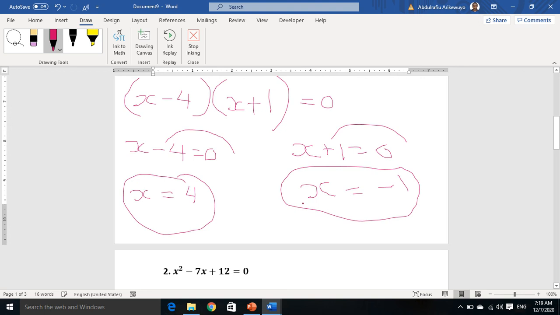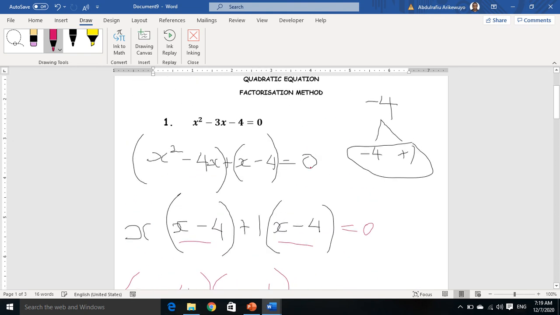What it means is that if you substitute 4 for x in this equation, you are going to get 0. If you put minus 1 for x here, you are going to get 0. So it means the answer is correct. I hope you understand this. We are going to take another example now.